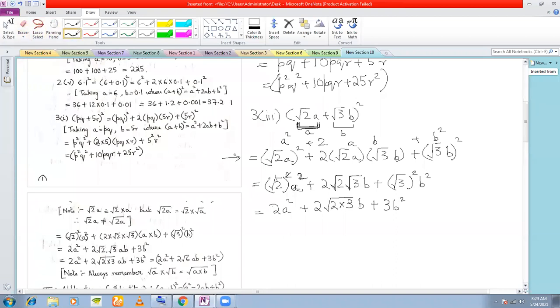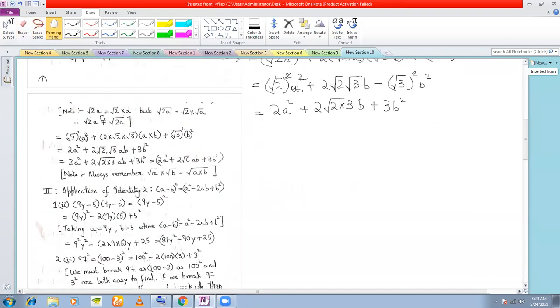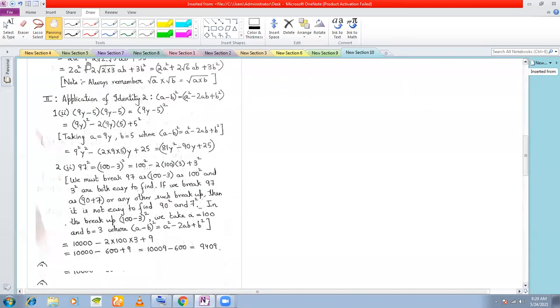This is your 2 into a into b. Okay. We're moving on to the next one. Now we move on to the next identity, which is a minus b whole square. Very similar to a plus b whole square, except that you have a minus sign.